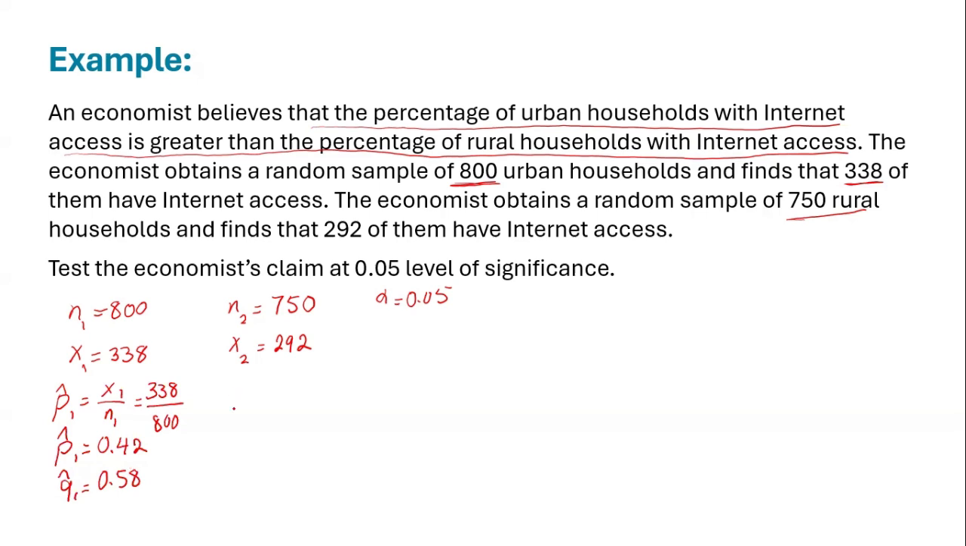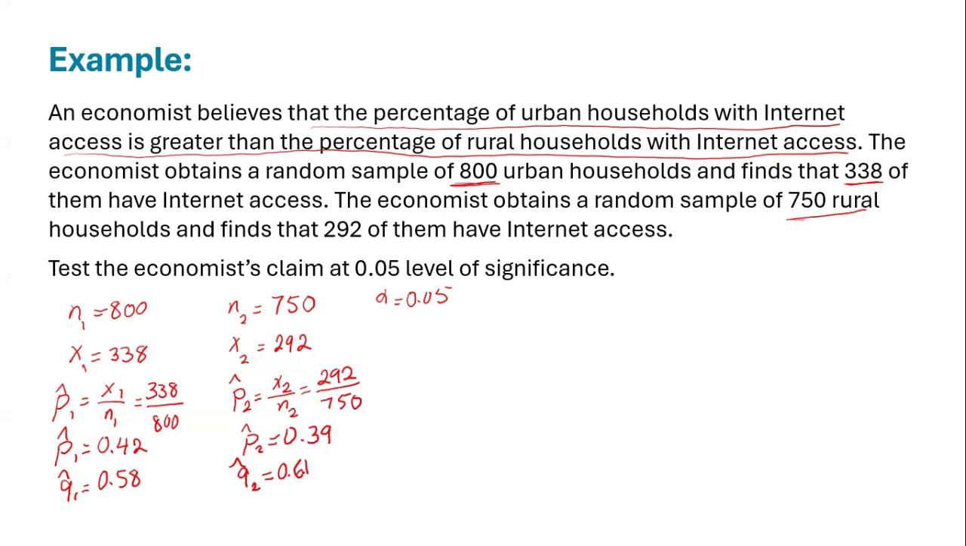We do the same for the second sample, P hat 2, which is X2 over N2. And 292 divided by 750, rounded to 2 decimal digits, is 0.39. And if P hat is 0.39, Q hat is 0.61.